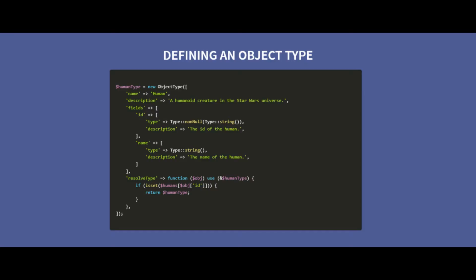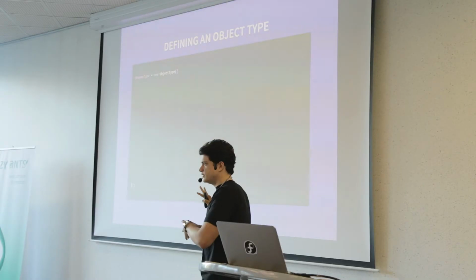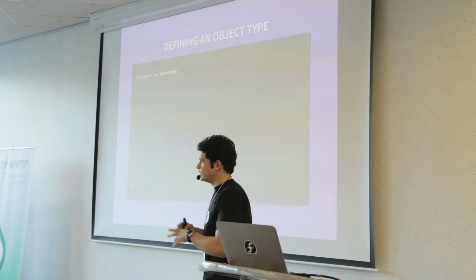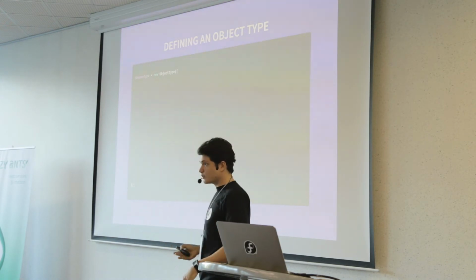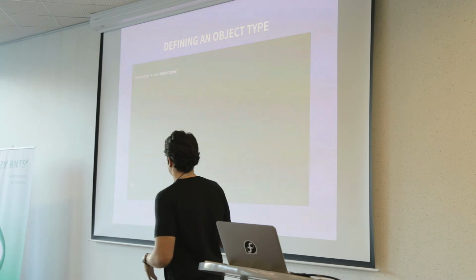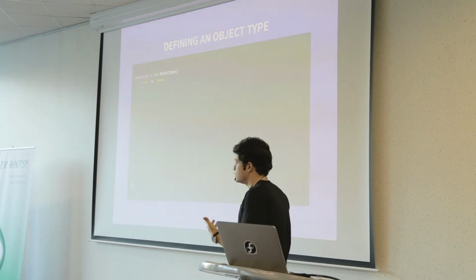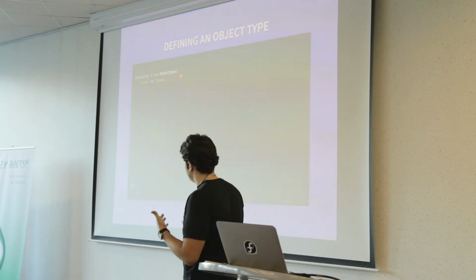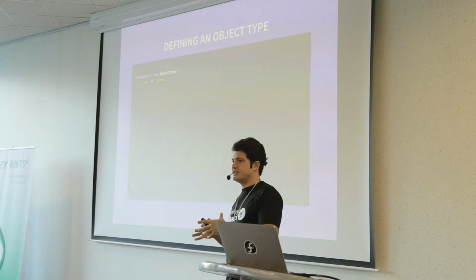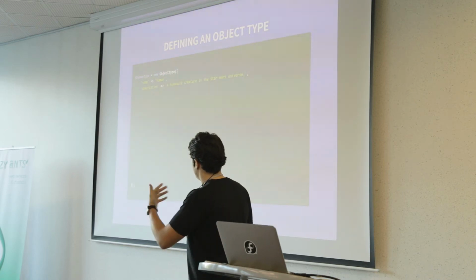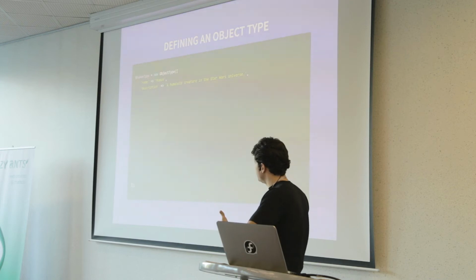And then, okay, we have to declare now a type. So let's say now we are creating our server in GraphQL with PHP. So we want to be able to answer all these Star Wars queries. So we want to create a human type, for example. You just create an object type, which is a class inside this library. And then we are going to say, okay, type human, and you put a description.